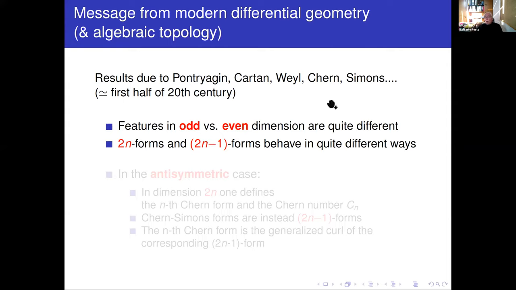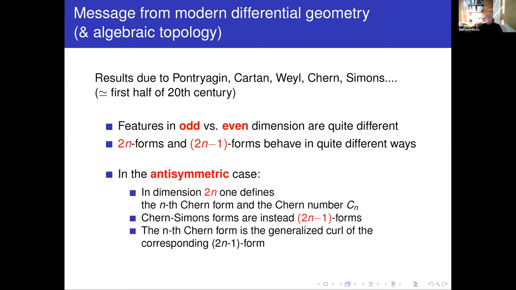And they studied those forms, so one-forms in dimension one, two-forms in dimension two, three-forms in dimension three, and so forth. And the main message to learn from this mathematics is that the forms in even dimension 2n and odd dimension 2n minus 1 behave in quite different ways. In particular, if you focus only on the antisymmetric forms, where the coefficients are antisymmetric functions of the coordinates, in dimension 2n you define what is called the first Chern form and also the first Chern number, which in our domain becomes the TKNN invariant. And David spoke about that.